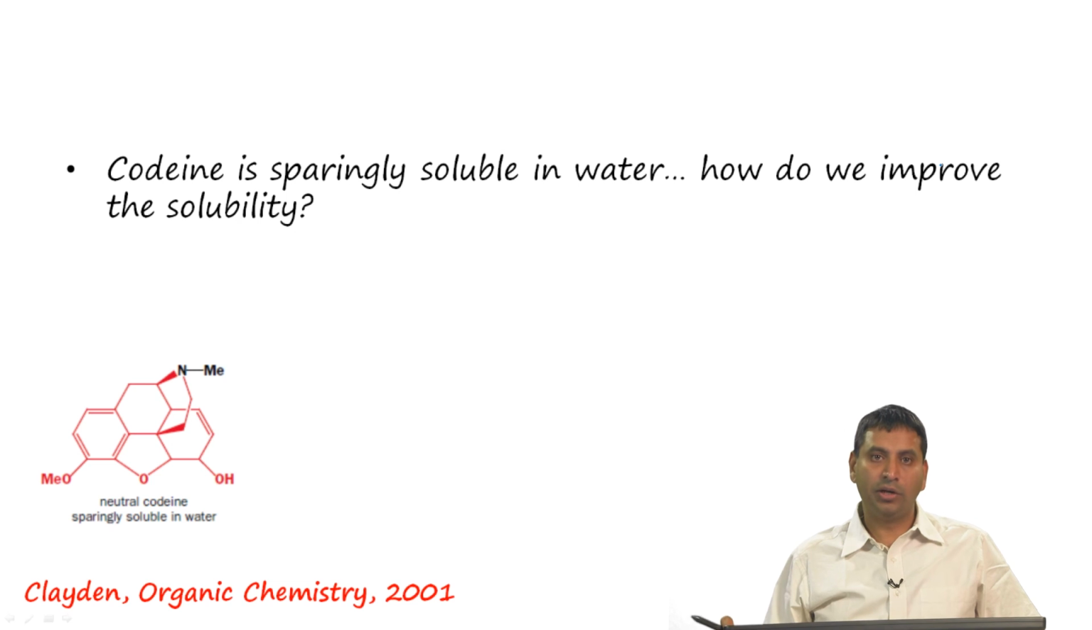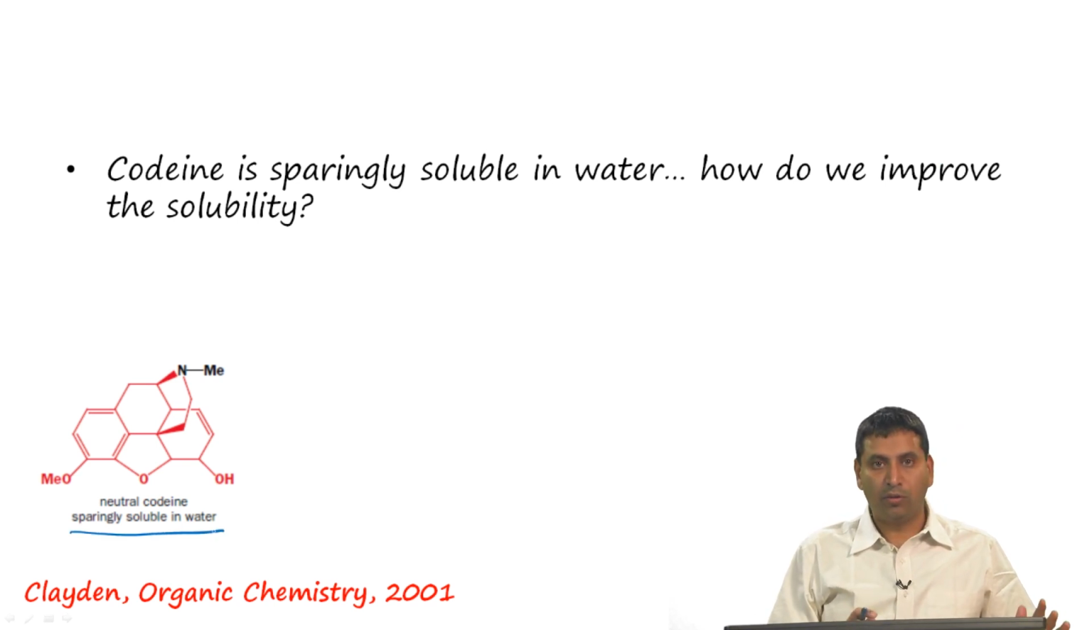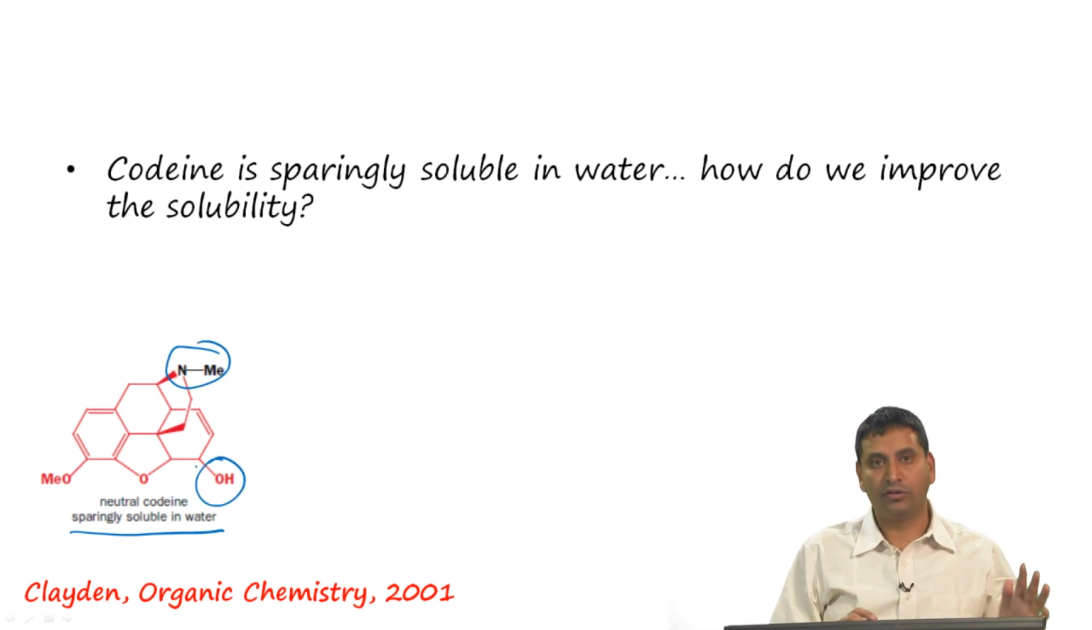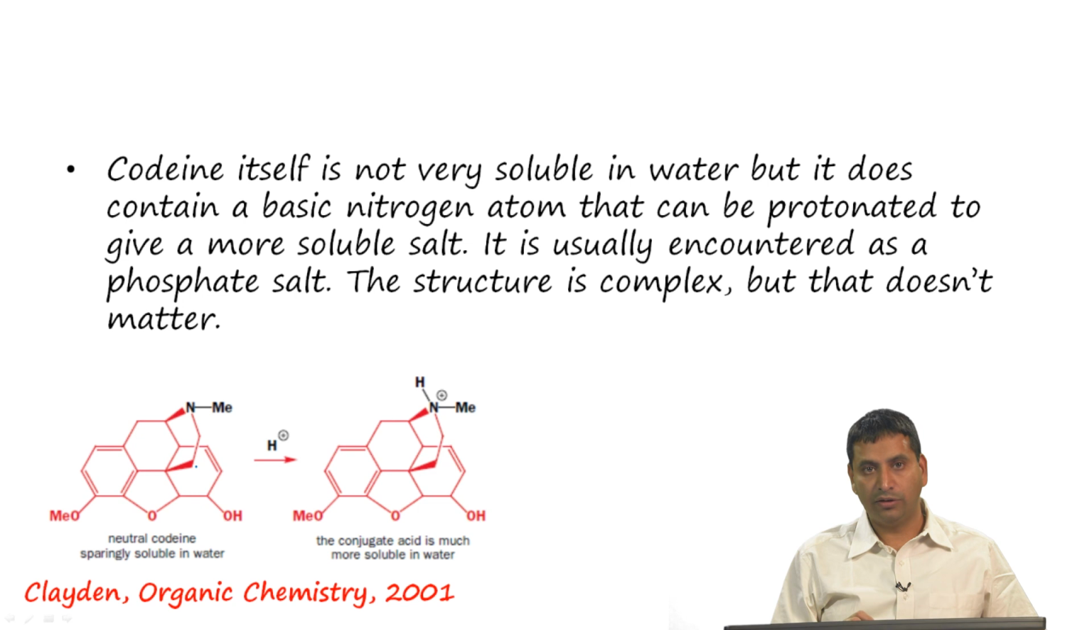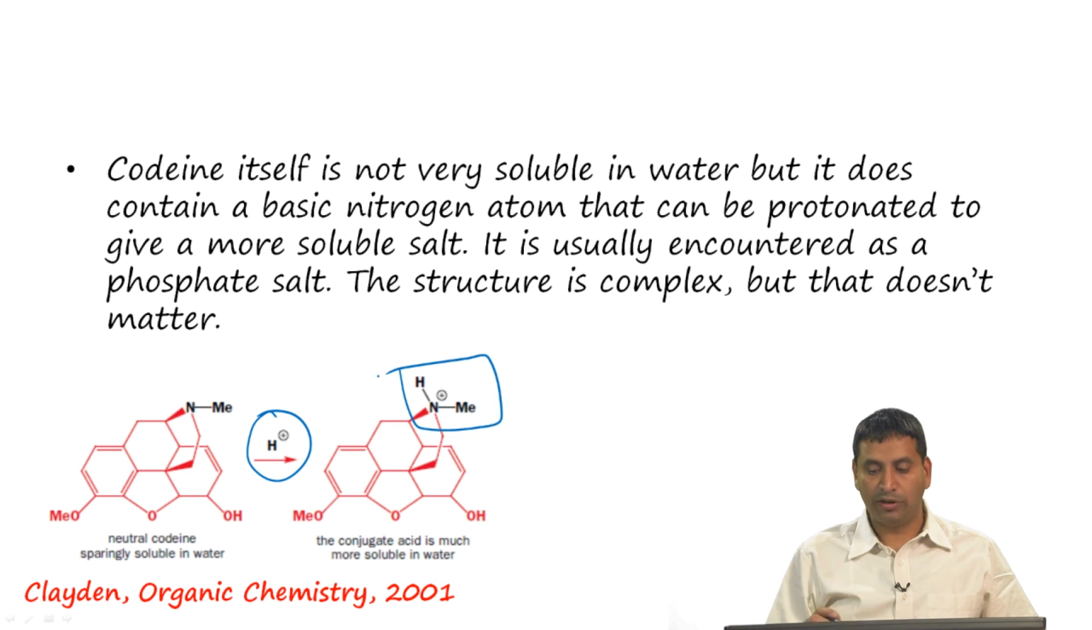So, the next question is, codeine is sparingly soluble in water, how can we improve the solubility? Codeine is this molecule that's shown here, it looks very complicated, but an important functional group here is the amine, the other one is a phenol, the others are not really going to contribute to acid base. As we have looked at earlier, we can treat it with a mild acid, and this nitrogen is going to get protonated and form NMeH plus, which is going to improve the solubility. So, despite the structure being complex, you can make a very simple modification of adding an acid to make the molecule more soluble in aqueous media.